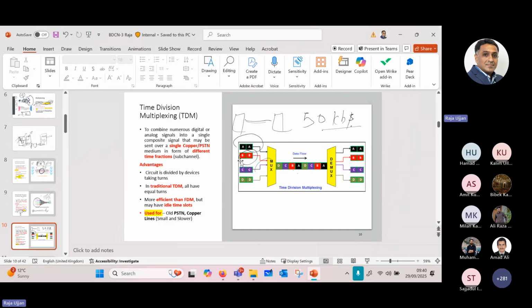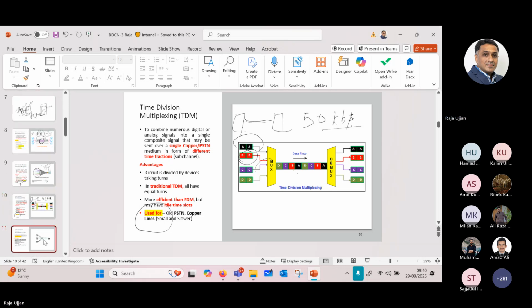But make sure the application is very important: where we are going to use it, where we are using wavelength, where we are using frequency, where we are using PSTN. So this is going to be very, very important for all of you.